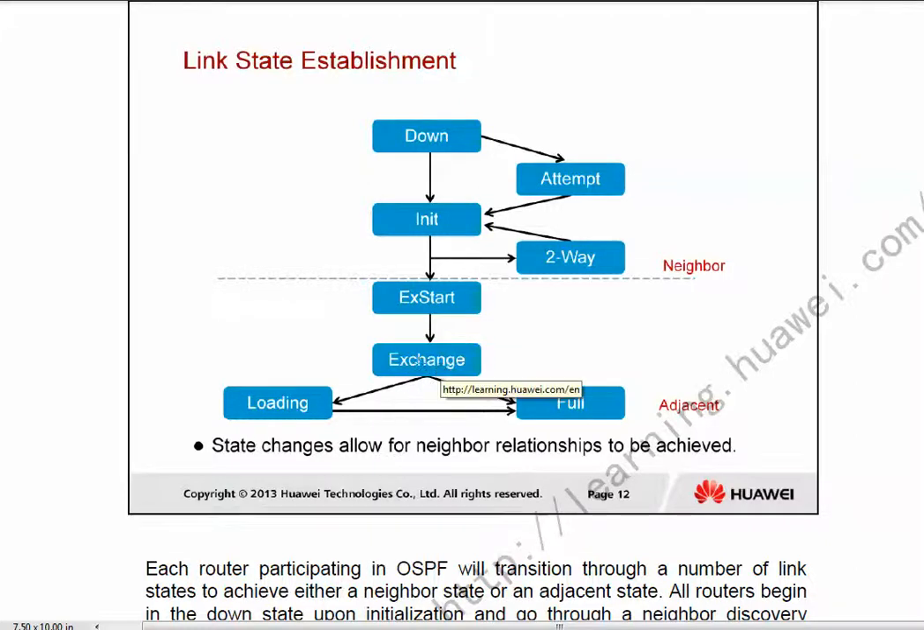In the exchange state, the router sends database description packets describing its entire link state database to its neighbor. In loading, the router sends link state request packets to its neighbor. Full means the neighbors are fully adjacent, and the adjacency appears in the router LSAs and the network LSAs.